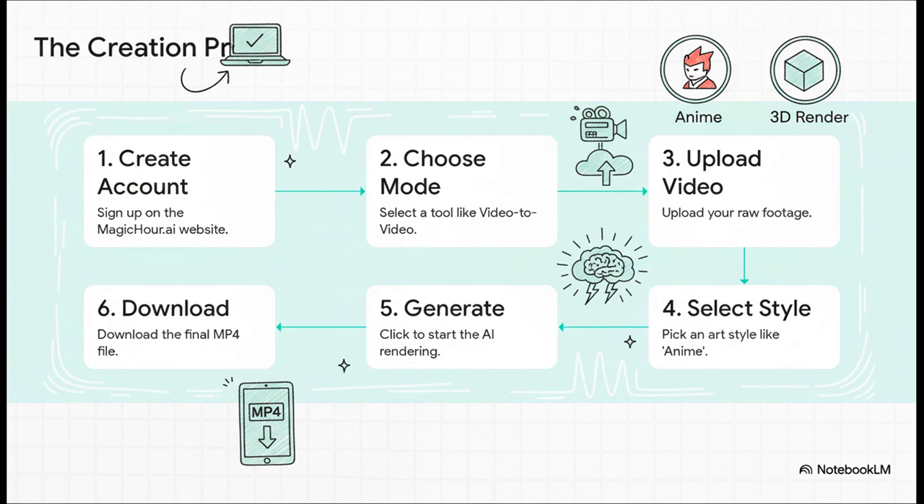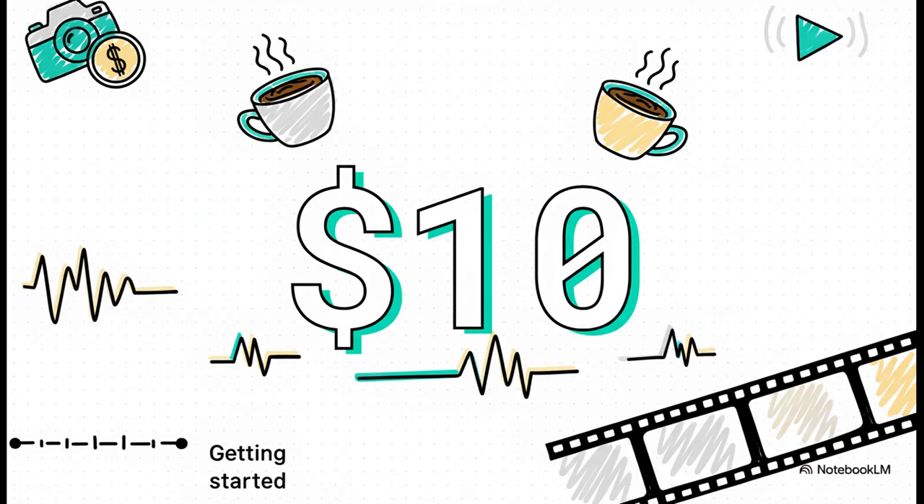Then comes the fun part. You pick a style, anime, 3D render, whatever. Click that generate button and just wait. Their servers do all the hard work in the background, and in a little bit, your brand new video is ready to download.